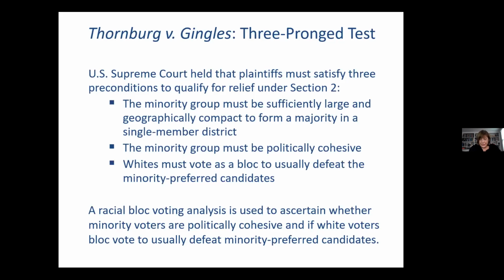Now, how do we know how the minority group votes? How do we know if they're politically cohesive? How do we know if whites are bloc voting to usually defeat the minority preferred candidate? The way that we know this is by doing a racial bloc voting analysis. The racial bloc voting analysis is going to analyze voting patterns by race, and it's going to tell us if the plaintiffs can prove the second and the third prong of Gingles.